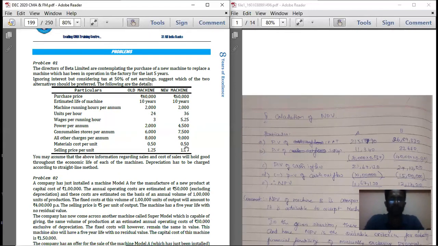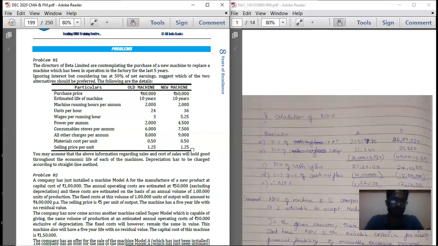Material cost per unit is 0.5 and 0.5. Selling price per unit is 1.25 and 1.25. These are the different data which they are given for old machine and the new machine. So you may assume that the above information regarding sales and the cost of sales will hold good throughout the economic life of each of the machine. That is, for every year the CFAT will be the same, which is the point they are mentioning here. Next, depreciation has to be charged according to straight line method. So whatever the purchase price of the machinery divided by estimated life of machinery, that is 10 years, you will get what is the total depreciation per annum.